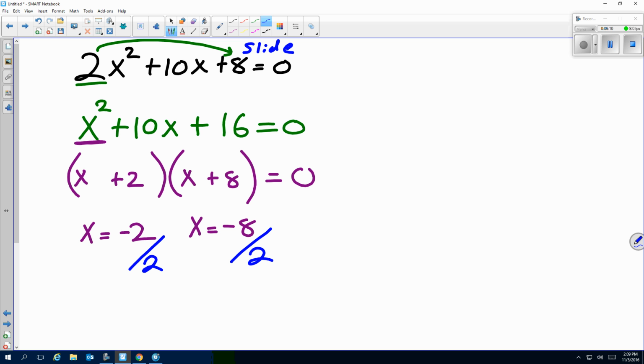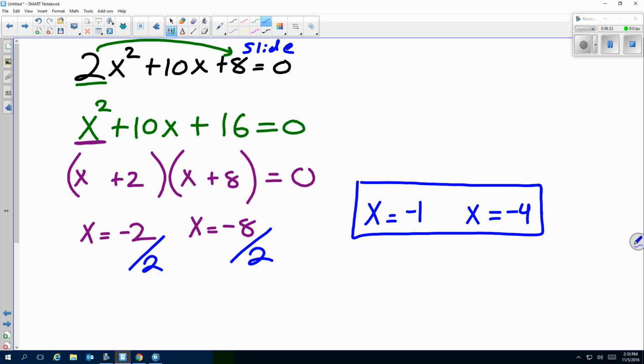What happens when I do x is -2 divided by 2? That says x is equal to -1. X is -8 divided by 2? That says x is equal to -4. 3 different techniques of factoring that all gave us the same exact answer.